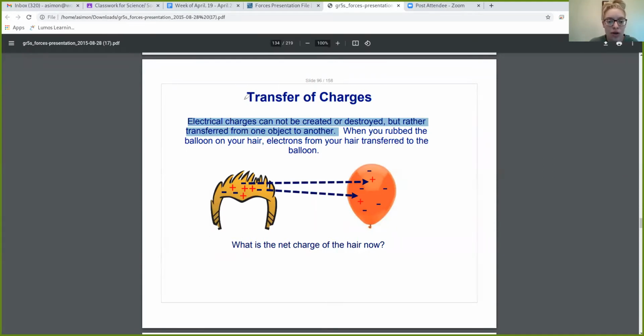So now let's see if we can figure out what the net charge of the hair is now. I have 4 positives now, and I only have 2 negatives because these ones were transferred. If I have 4 positives and 2 negatives, what's the net charge of the hair going to be? Well, if you said 2 positive, you are correct, because I have 4 positive minus 2. 4 minus 2 is 2, and I have more positive than negative, so it's going to be 2 positive.